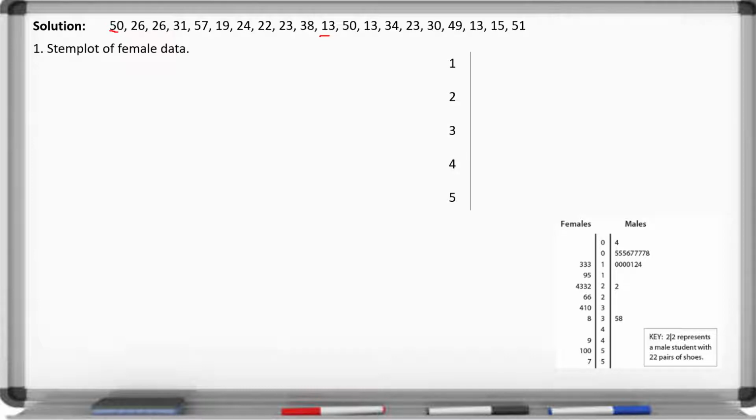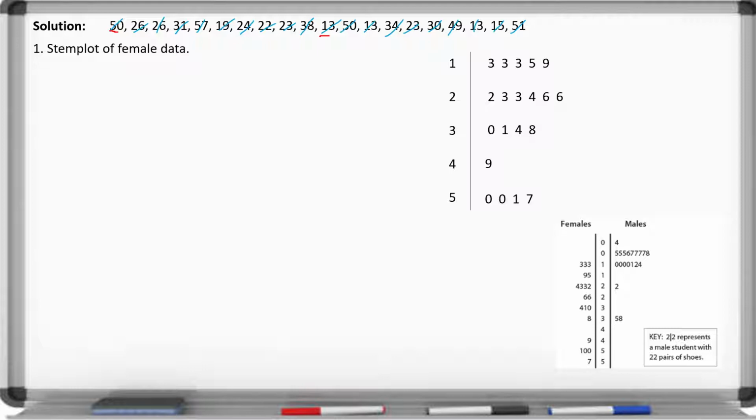Now we want to go ahead and list out our leaves. So we have 3 13s, 1 15, and 1 19. We have 1 22, 2 23s, 1 24, and 2 26s, so I crossed those out. 1 30, 1 31, 1 34, and then 1 38. We got 1 49, we got 2 50s, a 51, and a 57. So we got our stem plot for females.